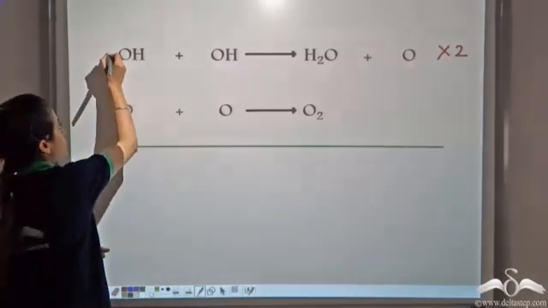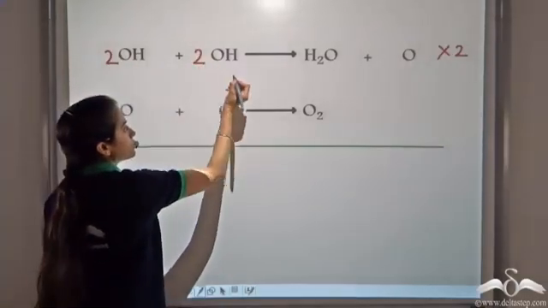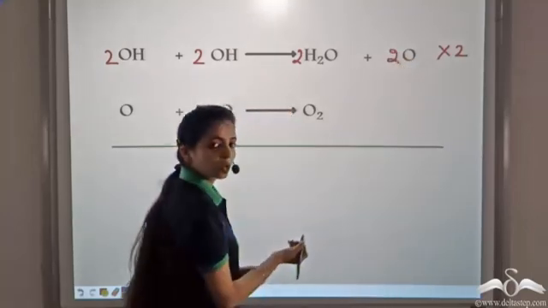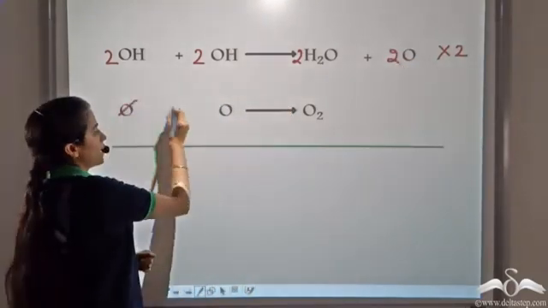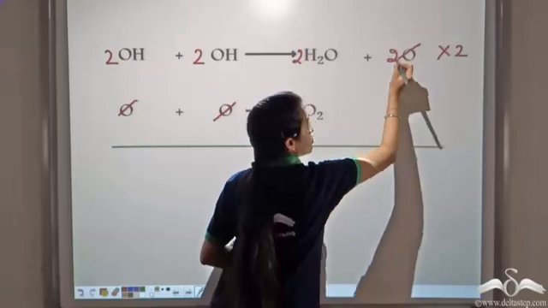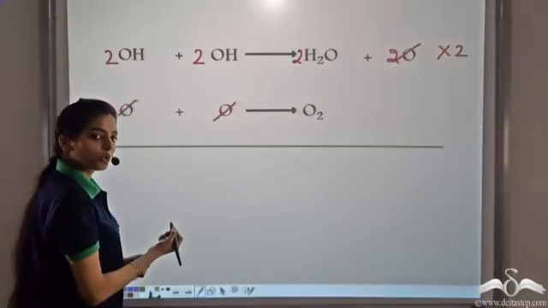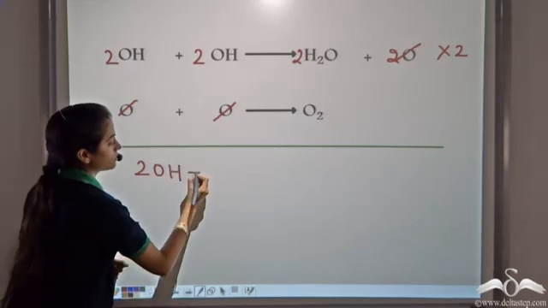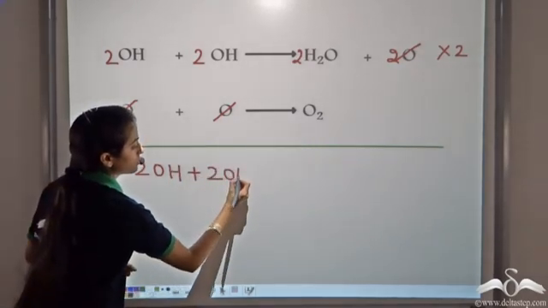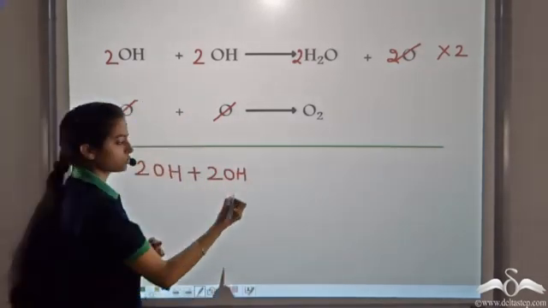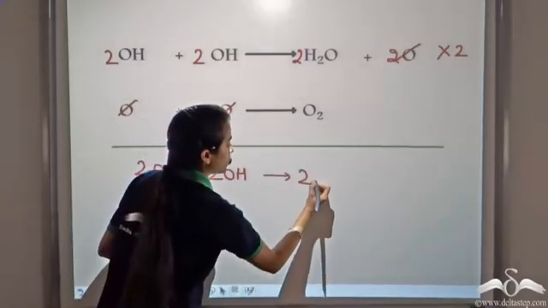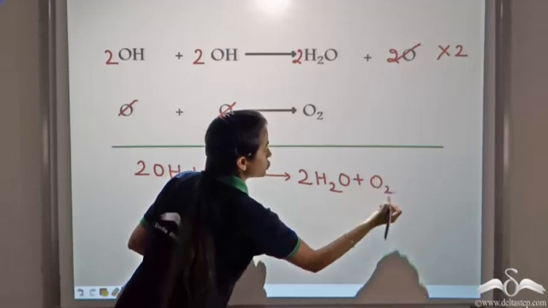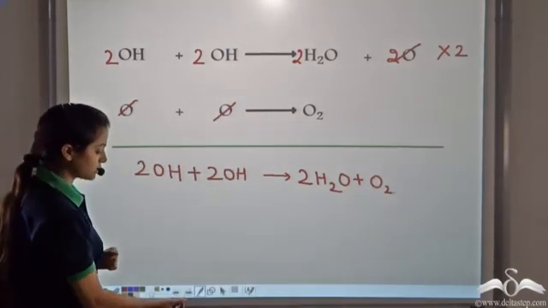We get 2OH, 2OH, 2 water molecules and 2 oxygen atoms. So now we can cancel these. So the final equation that we get is 2OH plus 2OH, giving us 2 water molecules plus oxygen gas. Now let's take this equation.